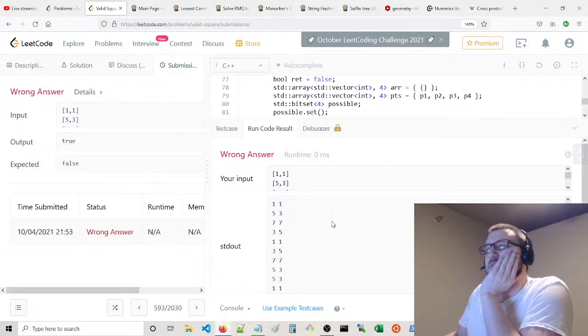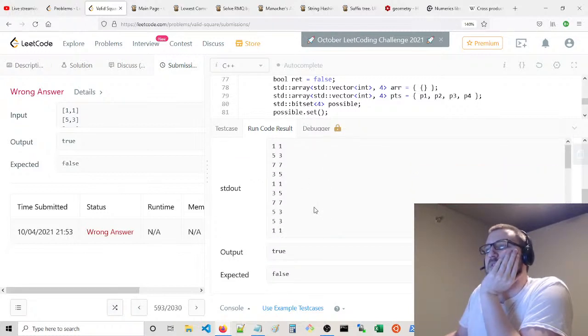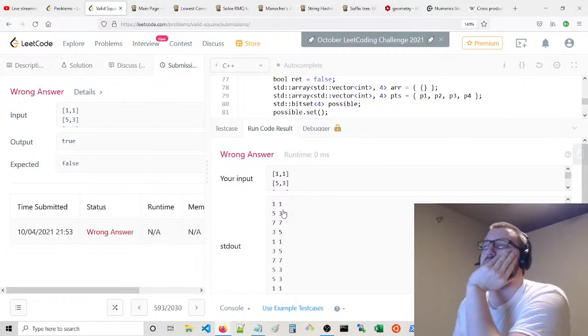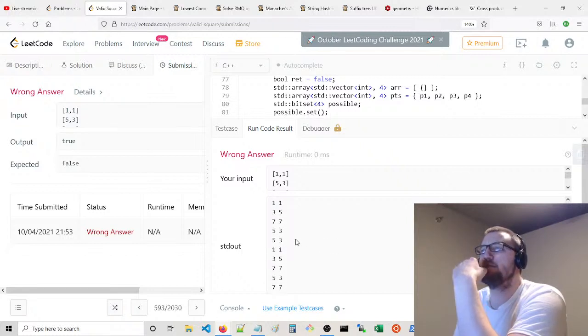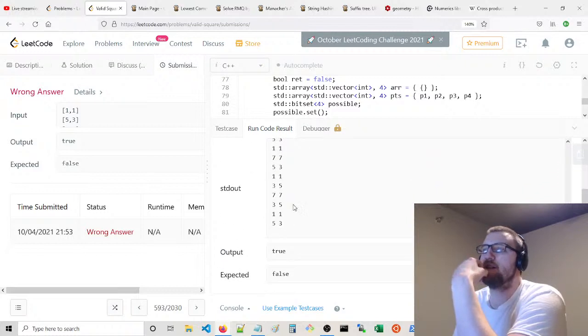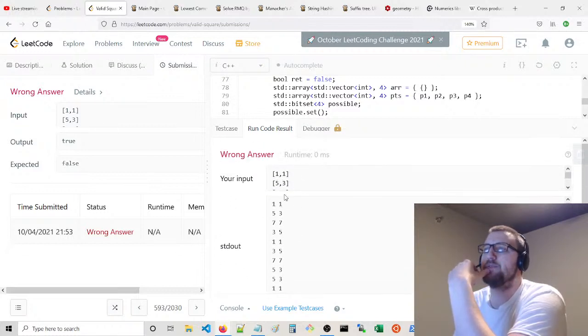So there are a few different ways that this can return true. 1 1 5 3 7 7 3 5. Back to 1 1, 1 2 3 4. 1 1 3 5 7 7 5 3. And then 5 3 7 7 3 5 1 1. 3 5 1 1 5 3 7 7. Oh yeah, there's always going to be at least 4. If it's true, there are 4 different ways, right?